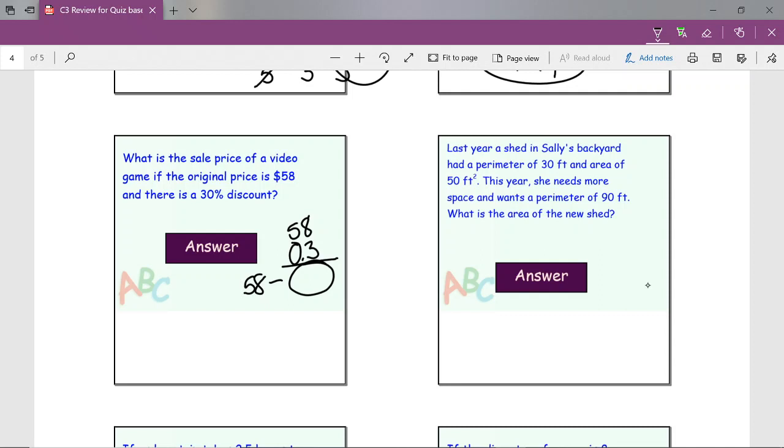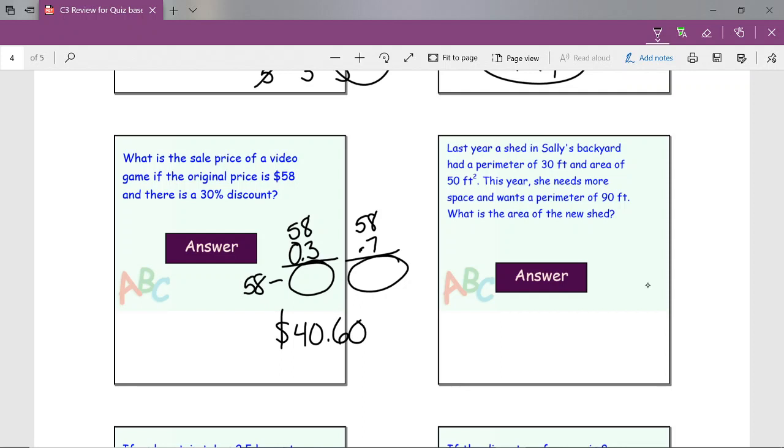Or you can say if there's a 30% discount, I must be paying only 70% of the price, and that will be my answer. Regardless of how you go about it, you will get $40.60 at the end.